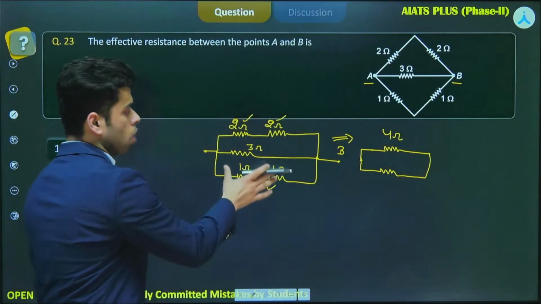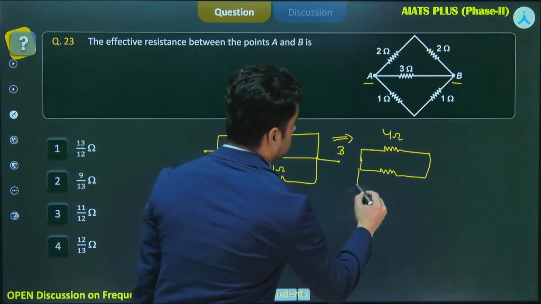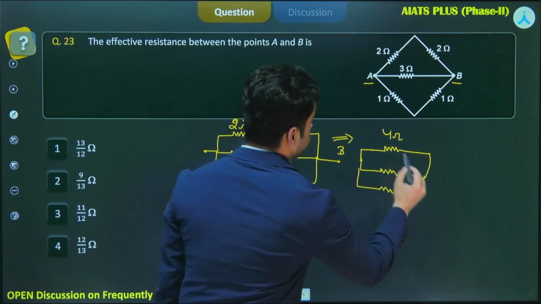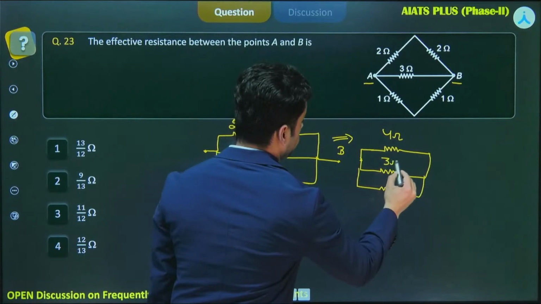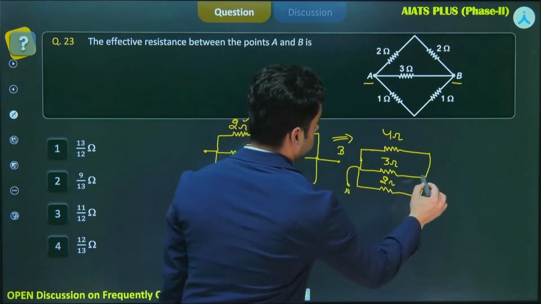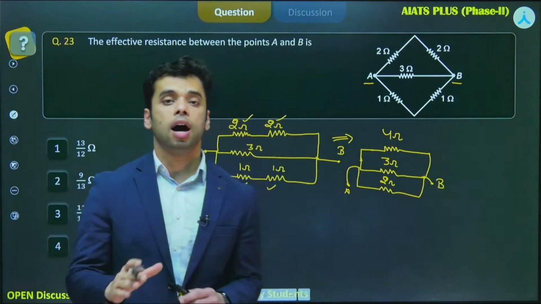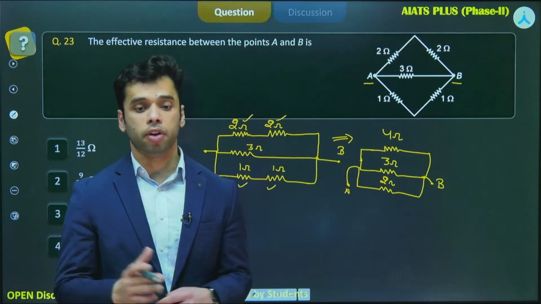And what about this? 1 ohm and 1 ohm, it becomes 2 ohm. So it comes like this. So 4 ohm, 3 ohm, 2 ohm. That's your point A and that's your point B. I hope this is very clear to you. Now, all these three, they are in parallel combination, right?